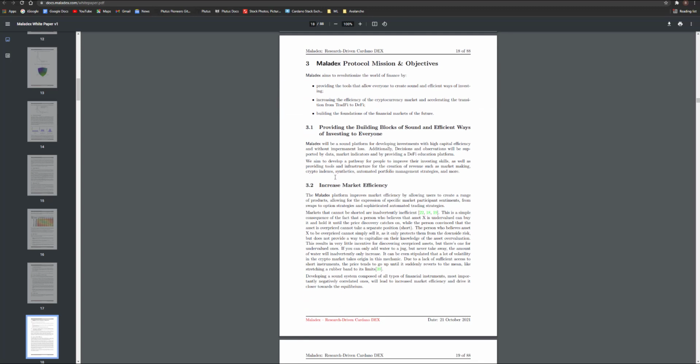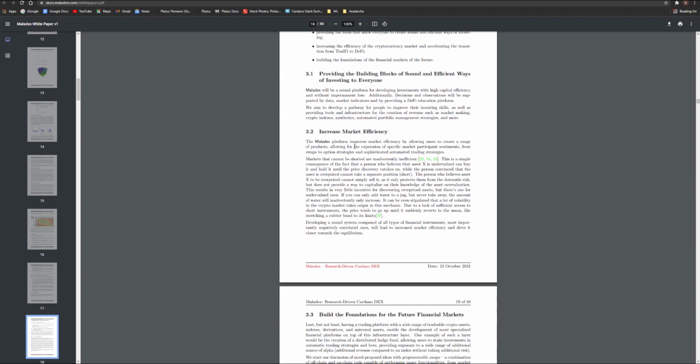And so market efficiency is a key part of their strategy. The Maladex platform improves market efficiency by allowing users to create a range of products, allowing for the expression of specific market participant sentiments, from swaps to option strategies and sophisticated or automated trading strategies. We'll see more of that later on.